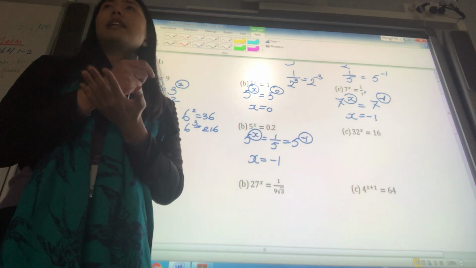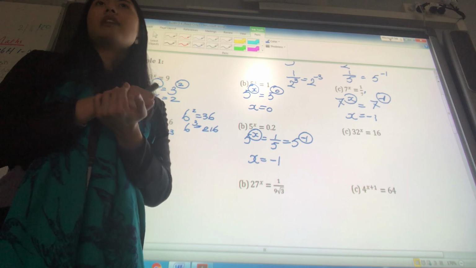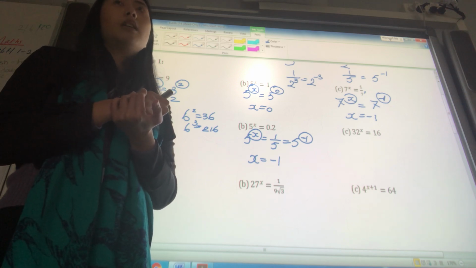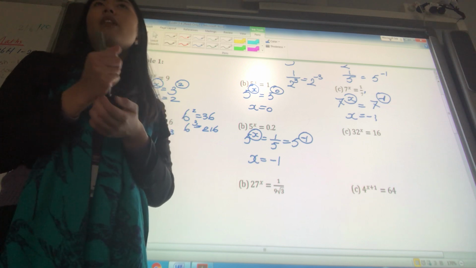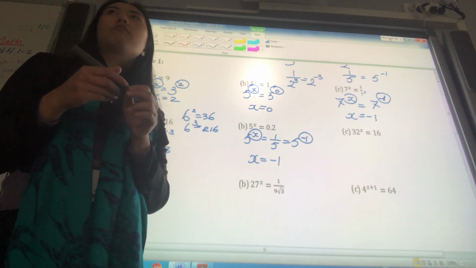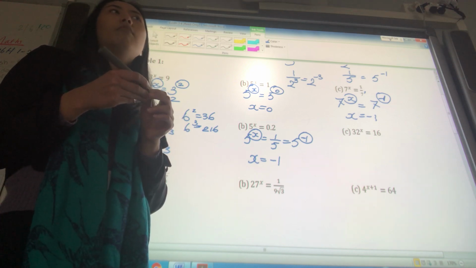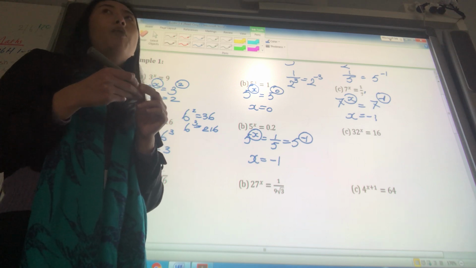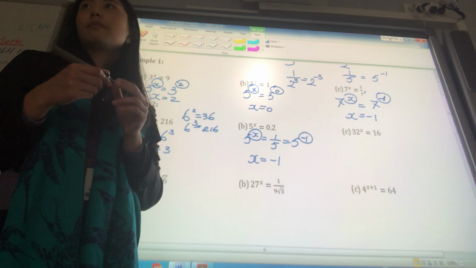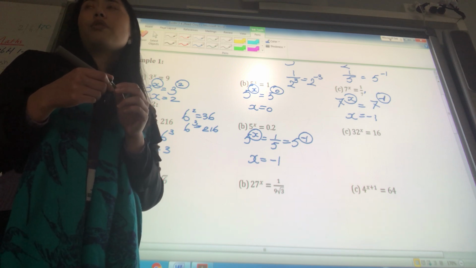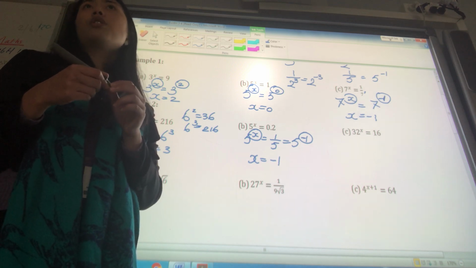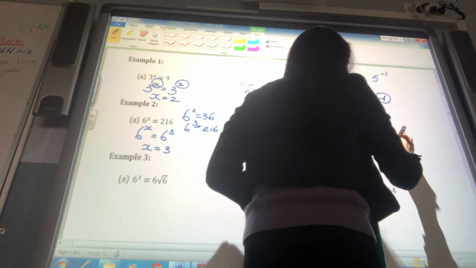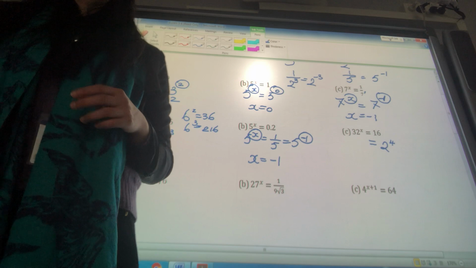What is 16? Can I write it as an index? Just any index. 4 squared. But with 32, can I write it as 4 to the power of something? No. What about, with 16 it can be 4 squared. Can it be something else? 2 to the power of 4. So 2 to the power of 4 is also 16. Can I write 32 as 2 to the power of something?